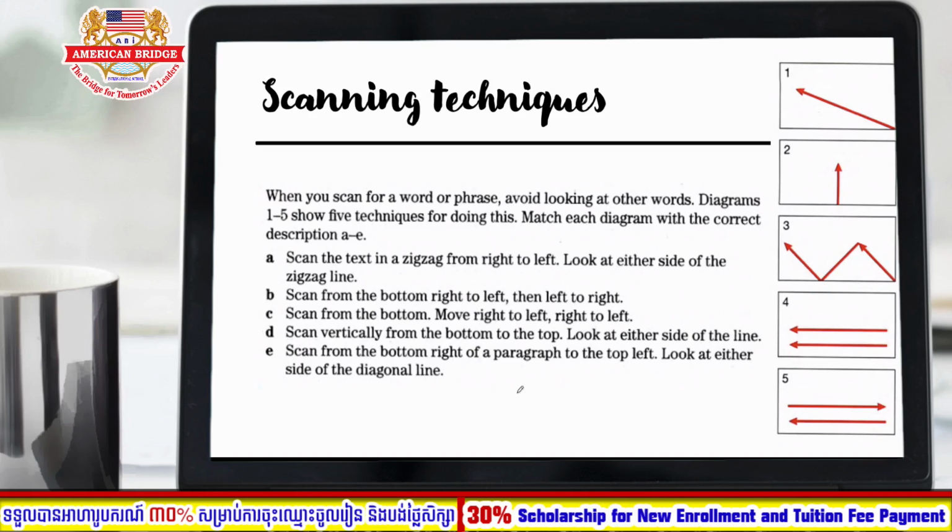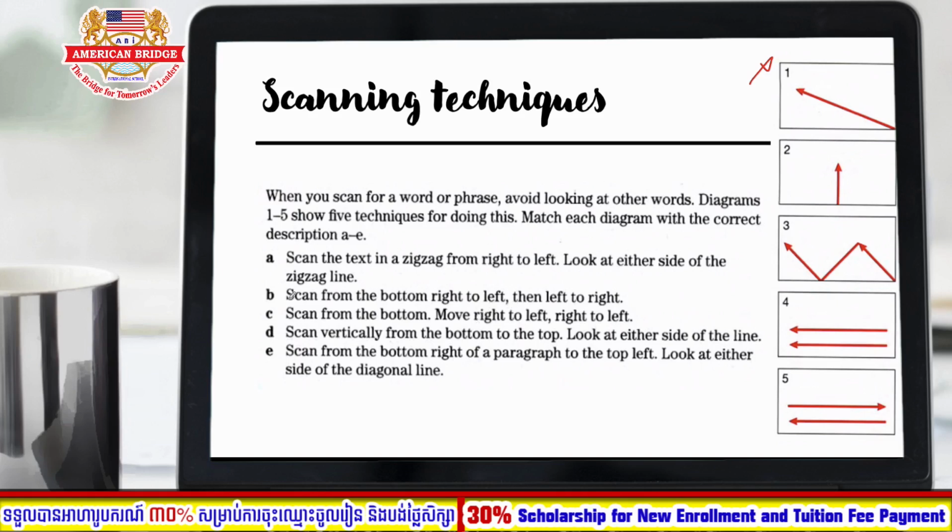Here there are 5 pictures representing the techniques for how you scan the text. Picture A means you scan the text from the bottom right up to the left of the paragraph, which is not very practical, because we read from left to right like this. So when you do scanning, this technique is not suggested, scanning from bottom right to left, then left to right. No, not this one.